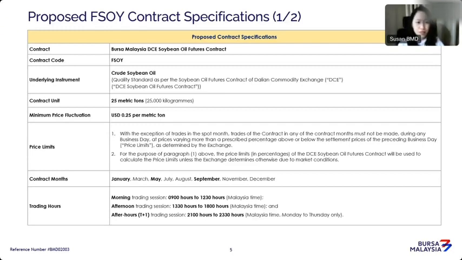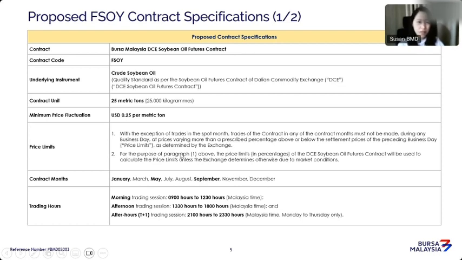Minimum price fluctuation is US dollar 0.25. The price limit uses the same percentage as DCE's contract price limit. Contract months are the same as DCE's contract: January, March, May, July, August, September, November, and December. So these are the months. They are not in sequence. It is all the odd months plus 2 even months, which are August and December.